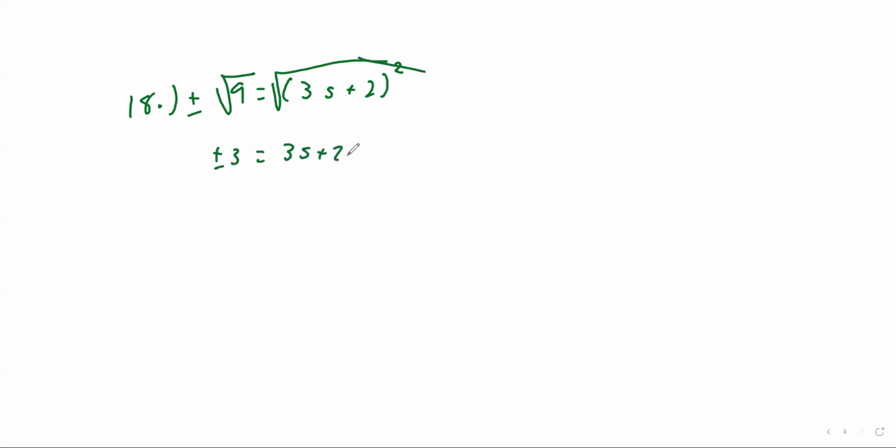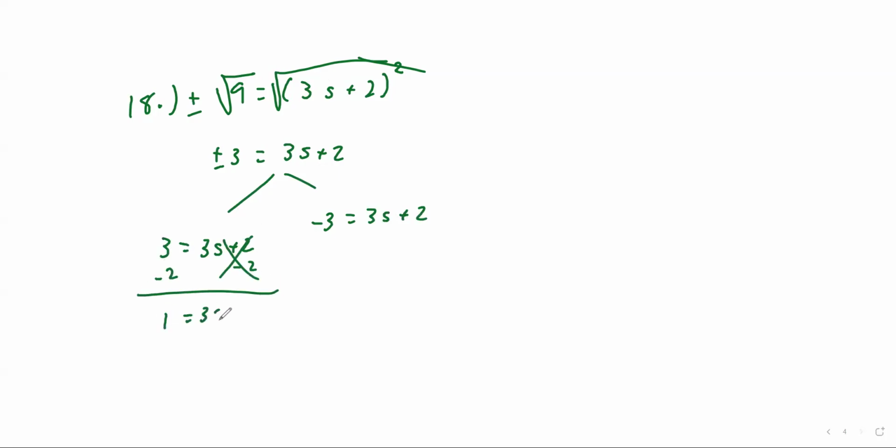You have 3s plus 2 equals this. Separate your two cases. So 3 equals 3s plus 2, and then -3 equals 3s plus 2. I'm going to subtract 2 on both sides. So 3 minus 2 is 1, and then I'm going to divide both sides by 3. So 1/3 equals s.